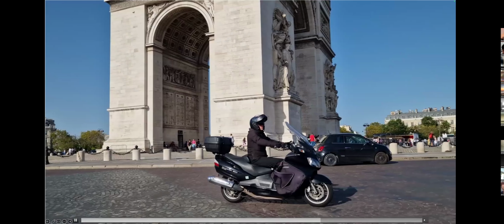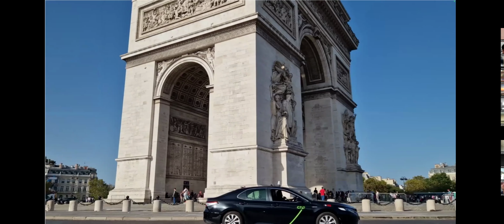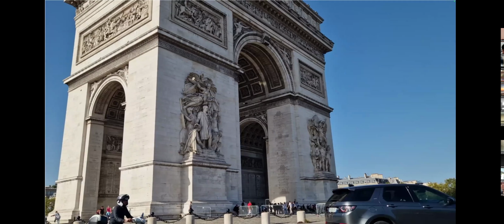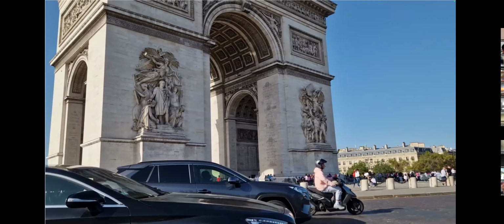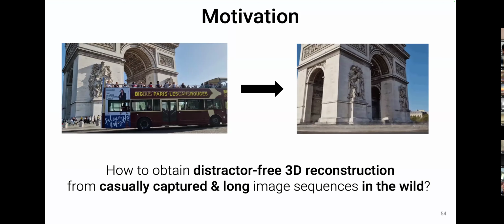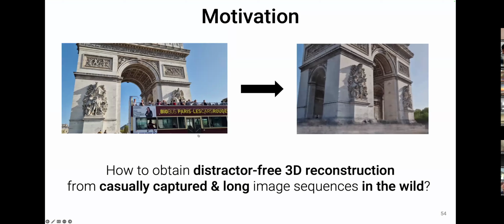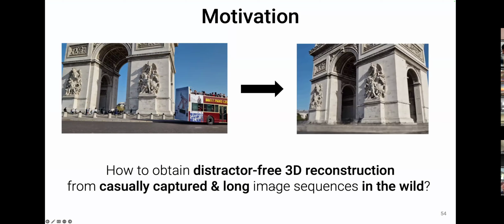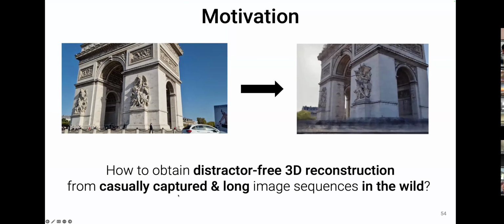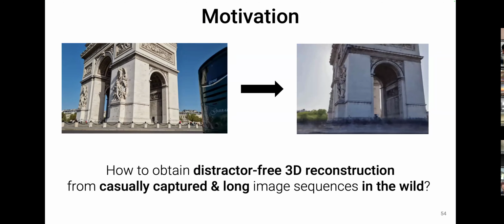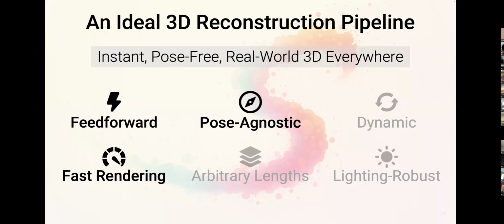And then you also have such a long video, arbitrarily long. How can we handle that? This inspired a line of other research that I was interested in. The motivation is: is it possible to obtain a so-called distractor-free reconstruction? The distractors are the moving dynamic objects, and we want a clean 3D reconstruction as output from casually captured, long image sequences in the wild. That's the goal. Again, back to the ideal pipeline that we want.